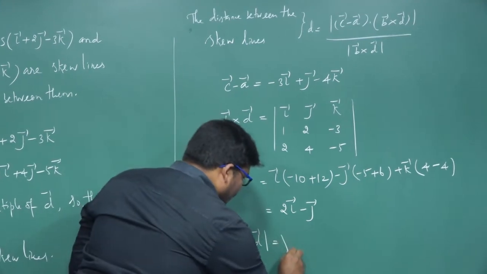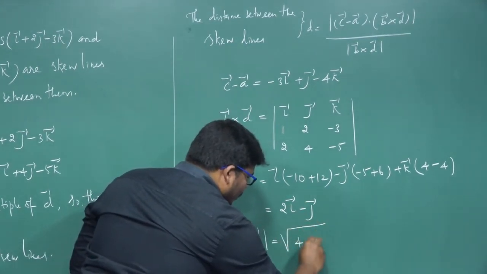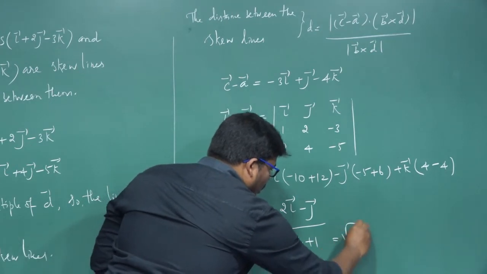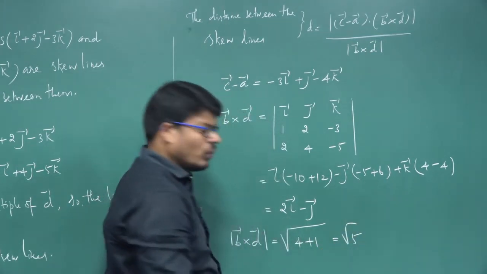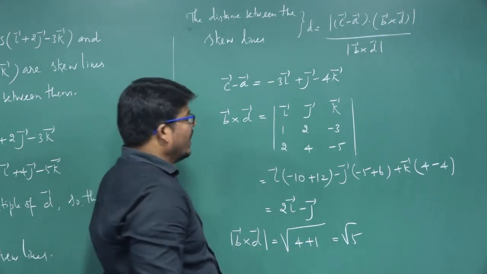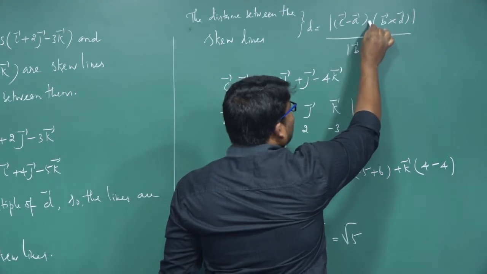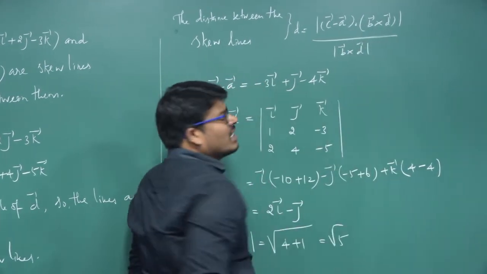The modulus of B vector cross D vector is the square root of the squares of the values. 2 square is 4, minus 1 square is plus 1. That is root of 4 plus 1, equal to root 5. Modulus of B cross D is root 5. The next one, find C vector minus A vector dot B vector cross D vector.